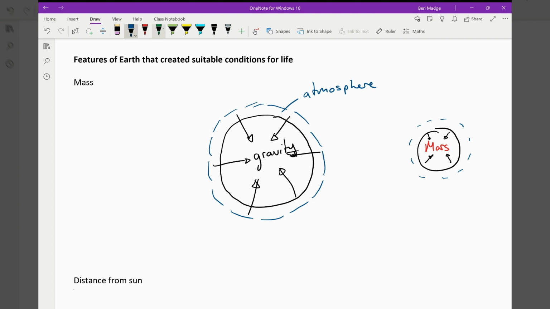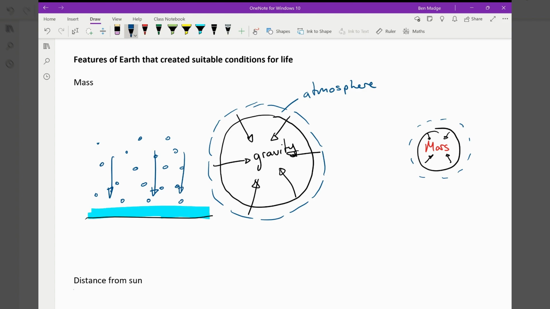And the reason having an atmosphere is so important is those gas particles in the atmosphere. So here's our atmospheric gas particles. They exert a pressure onto the surface of a planet. So we have an atmospheric pressure that is high enough, because there's enough gas, for there to be liquid water. So this liquid water in part is due to us having a high atmospheric pressure.